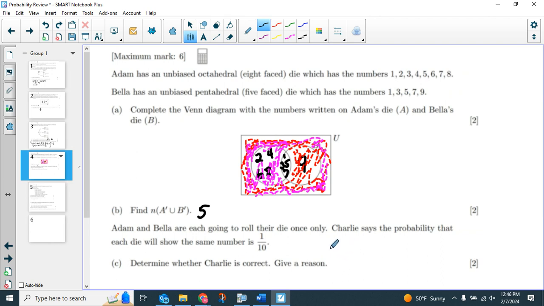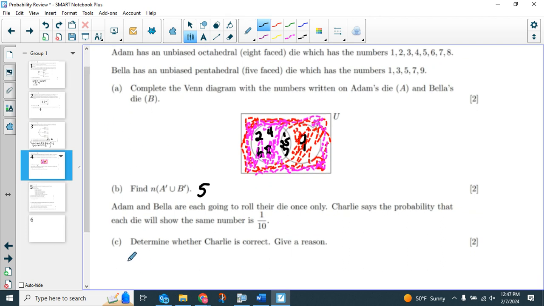Give a reason. Okay, so we have 8 possibilities from Adam's die, and we have 5 possibilities from Bella's die. So if we multiply those together, 8 times 5, that gives us 40, and that is the total possible outcomes. There are 40 different combinations that we could have. You could do this with a two-way table as well. It would just be an extensive two-way table, but you could.